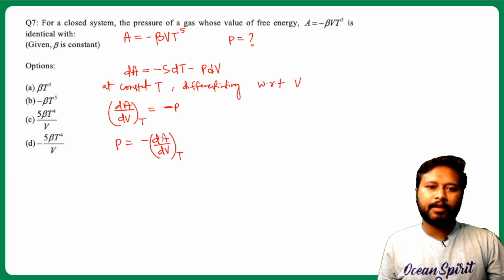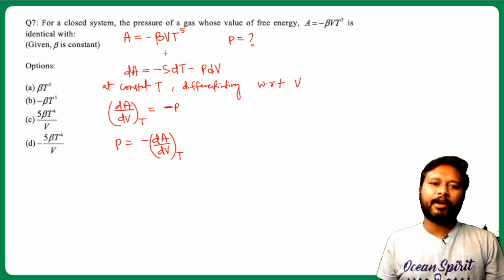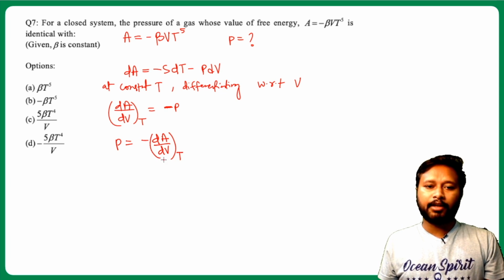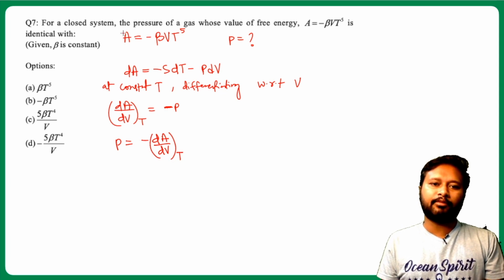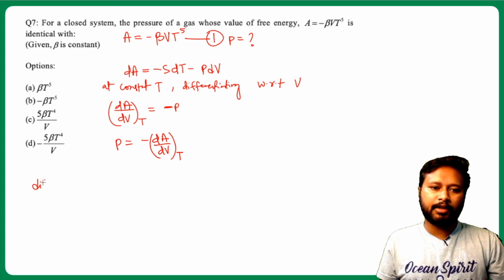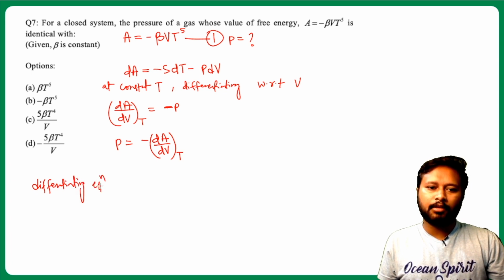So what does that mean? It means if I differentiate this equation with respect to volume keeping temperature constant, that will be dA/dV at constant T, and that should give me the value of pressure. So let it be equation number 1. So we'll do the same thing, differentiating equation 1 with respect to volume, and at constant temperature.